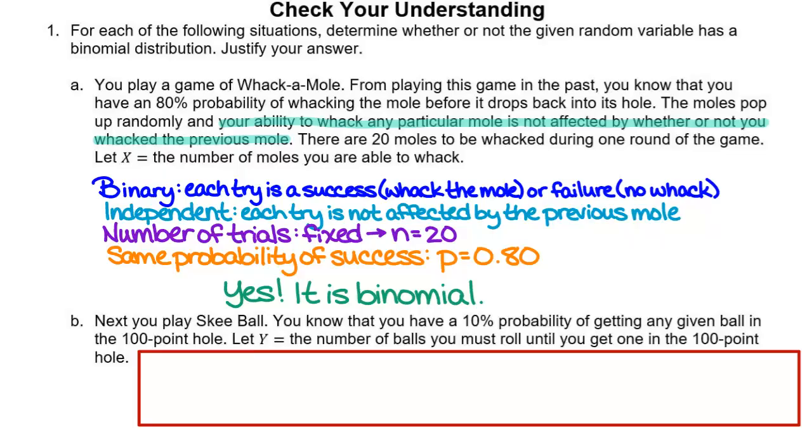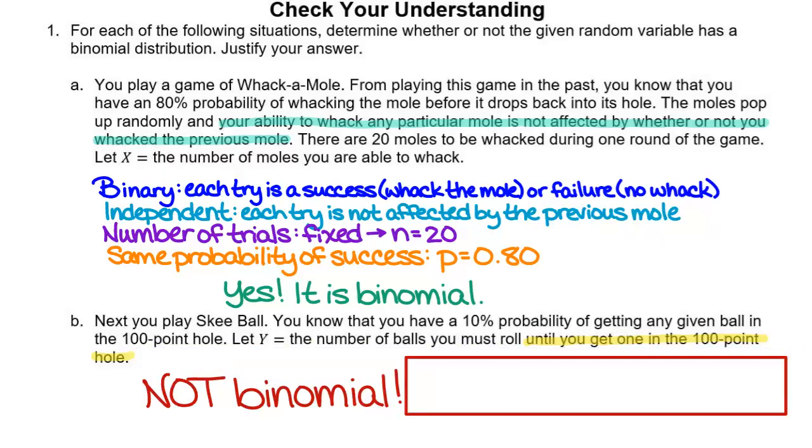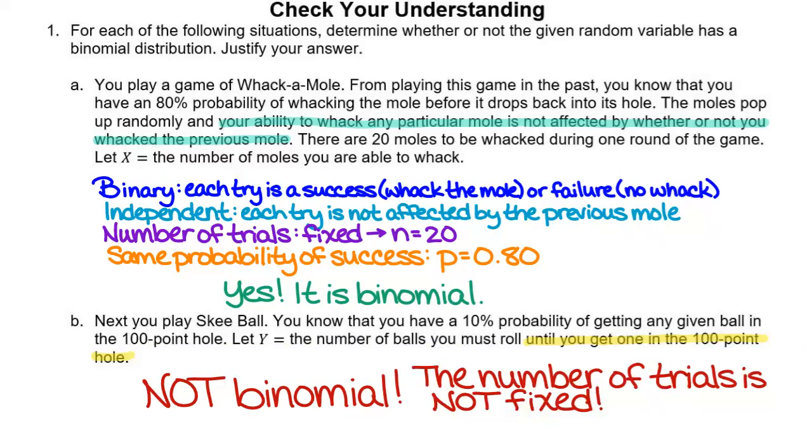What'd you say? With the way they've described this? No. What did they say about this random variable? Until you get one in the 100-point hole. So you might have to play more than one game in order to do this. But the random variable is we're going to roll this until we get it in the hole. So is this a binomial random variable? No. Not binomial because the number of trials is not fixed. Whenever you see an "until this thing happens," that's not going to be binomial.